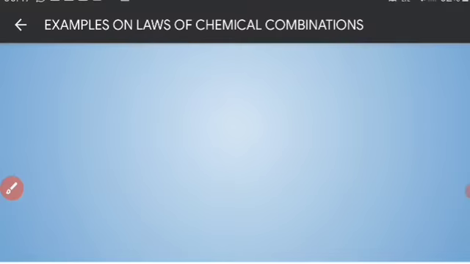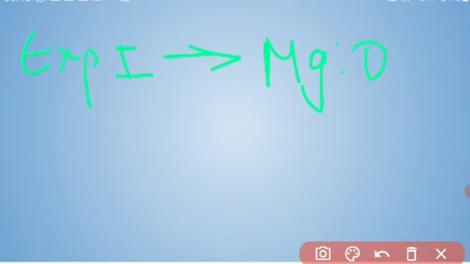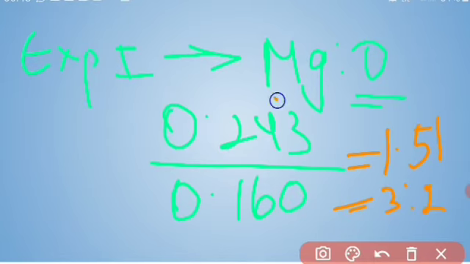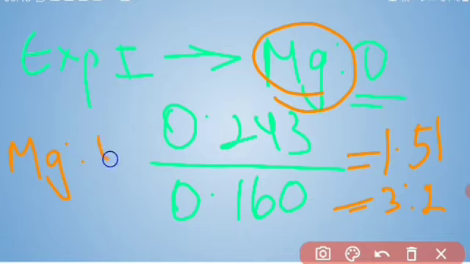So let us go to another slide wherein I will explain you clearly. Yeah, so experiment 1 was given to you like this: magnesium to oxygen ratio. Magnesium was 0.243 divided by oxygen 0.160, obtained on subtracting. So you will get the answer as something like 1.51, that is 3:2. So the magnesium to oxygen ratio will be 3:2 in this case.